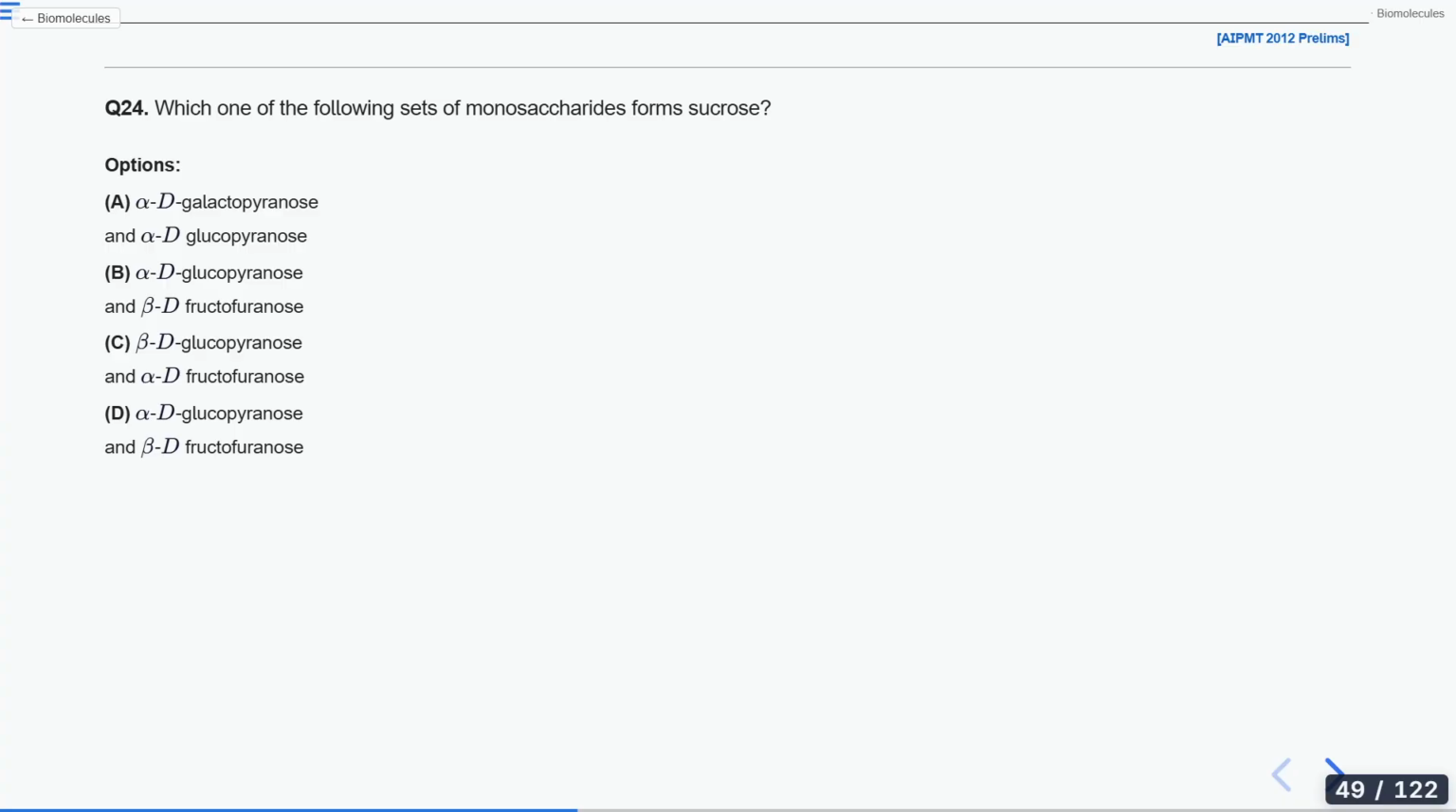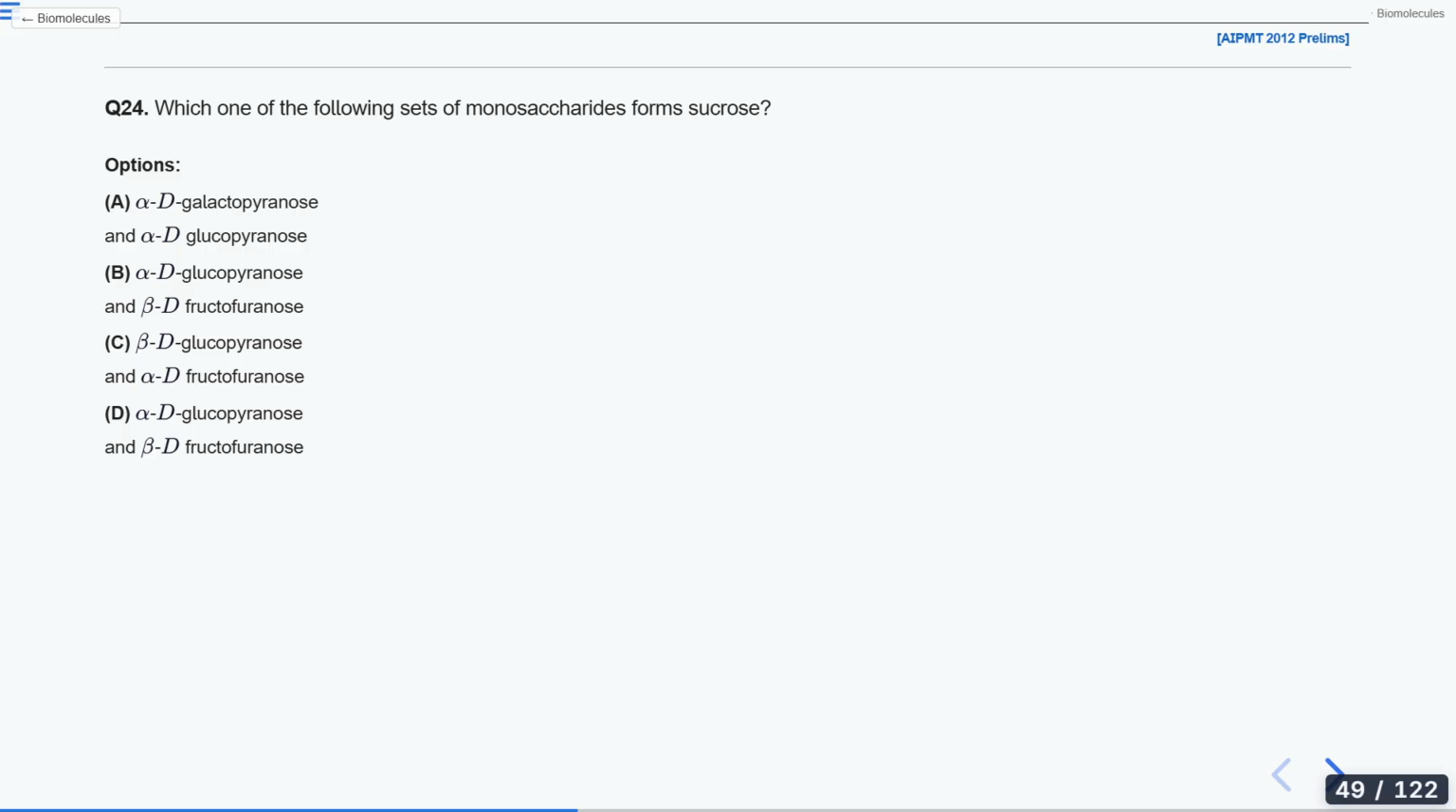So this is the last question of today's session. If you have a doubt, you can ask me, or we will end this session after this question. Which one of the following sets of monosaccharides forms sucrose? This was asked in AIPMT 2012 prelims. They have given a different name rather than the normal name. So option D, option B is correct, D is correct. I'm getting a mixed opinion.